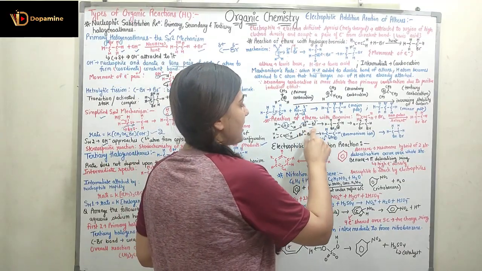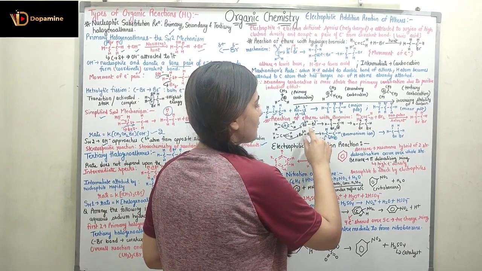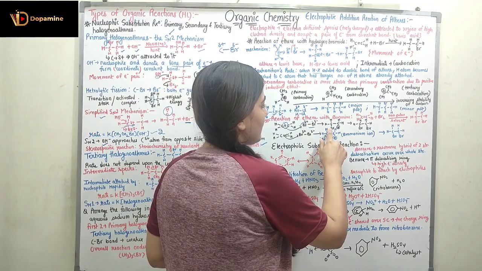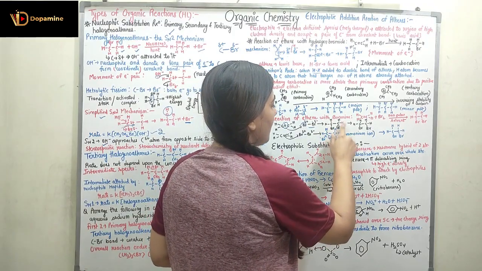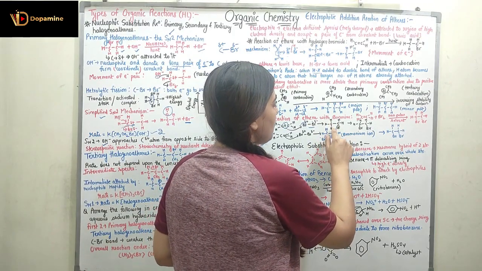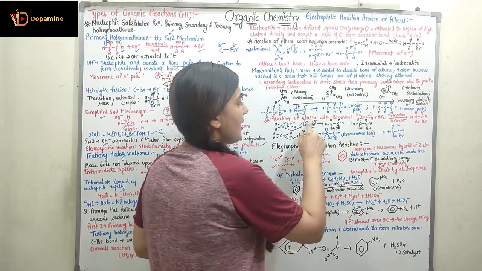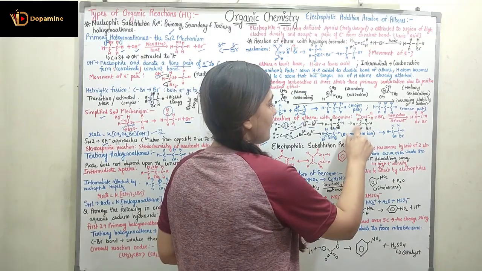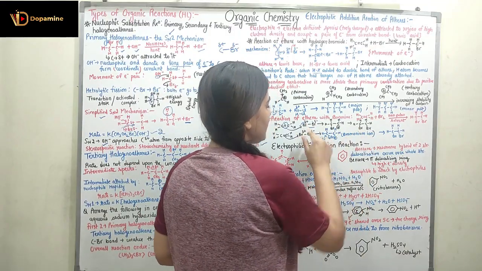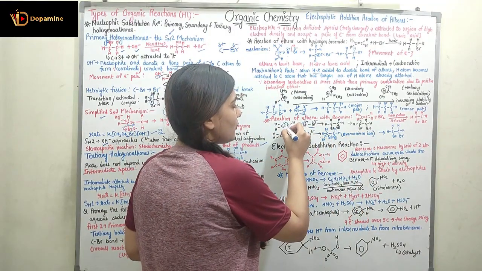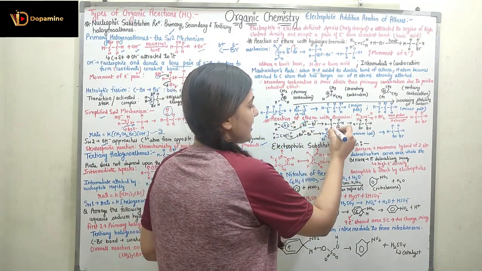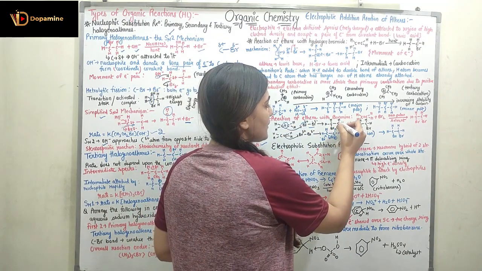Now this partial negative bromine is going to be attracted toward here, and it is going to form the intermediate CH2Br, C positive H2. Again this partial negative Br is going to attach over here. First the partial positive Br attacked over here and it formed CH2Br, C positive H2.